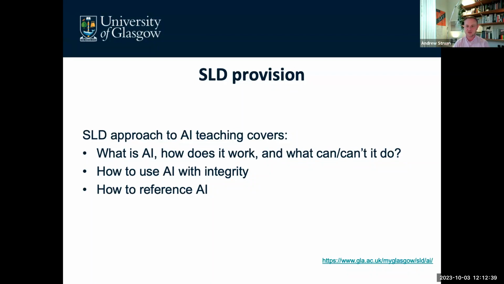Then to talk about how to use it with integrity. So how to use it with references and how to reference it.